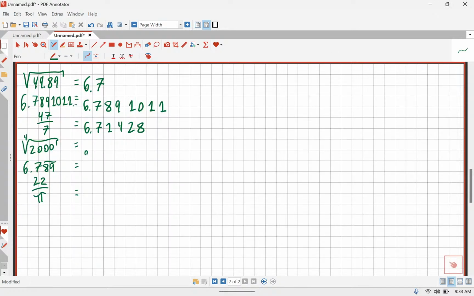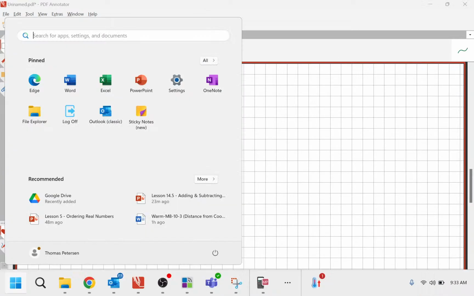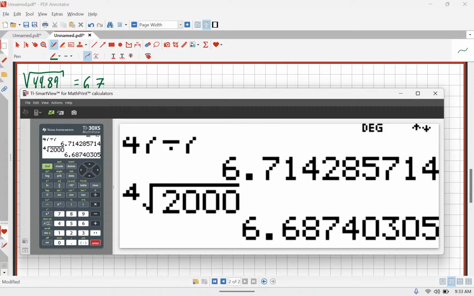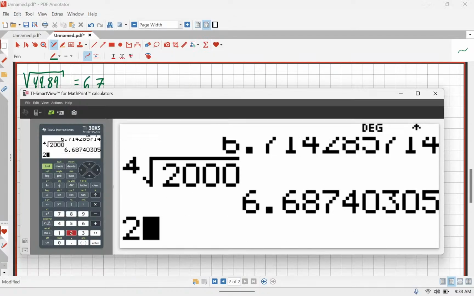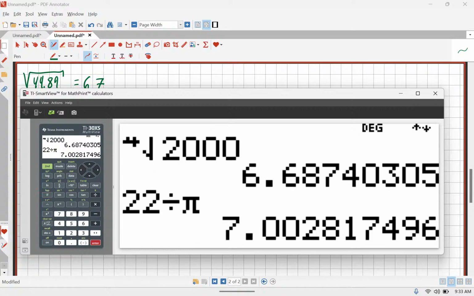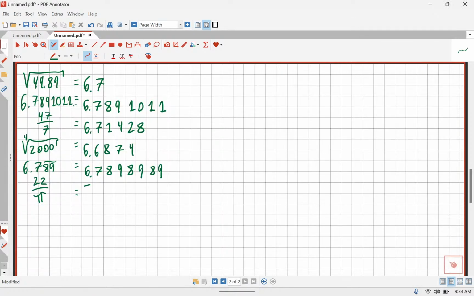That's 6.6874. And 6.7898989. 22 over pi, that's not very nice. It's 7.00281. Perfect. Keep going, guys.